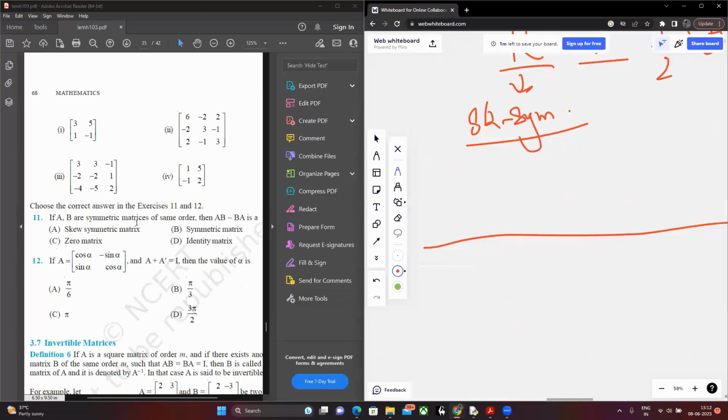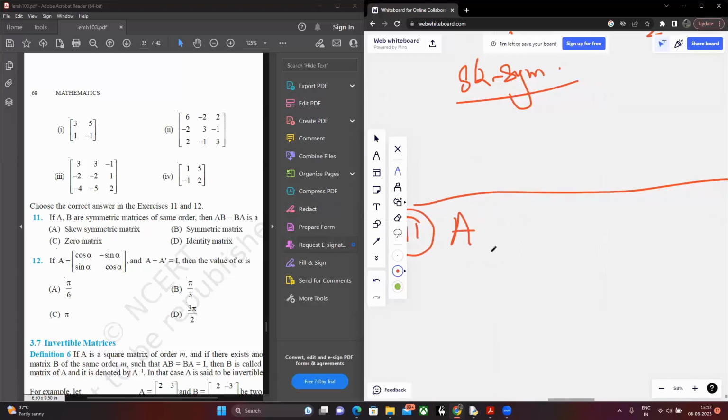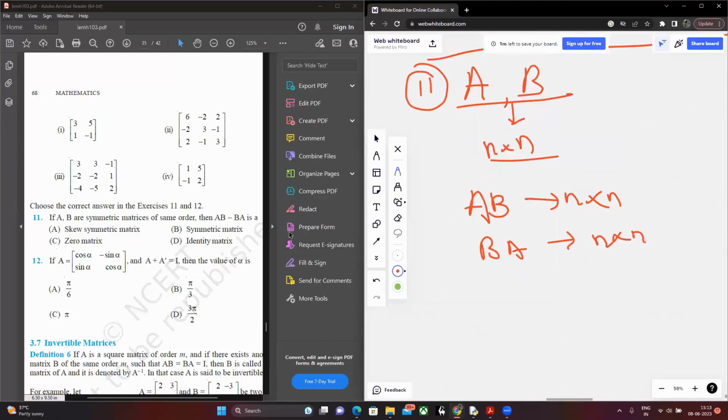If A and B are symmetric matrices of the same order, then AB minus BA is what? Right. So remember that a symmetric matrix is square. So you have question number 11. You have A and B of the order n cross n, right? And so AB is going to be a matrix of the order n cross n, and BA is also going to be a matrix of the order n cross n. So AB minus BA is pretty much defined. There are no undefined processes going on. So you have a defined product and a defined difference.